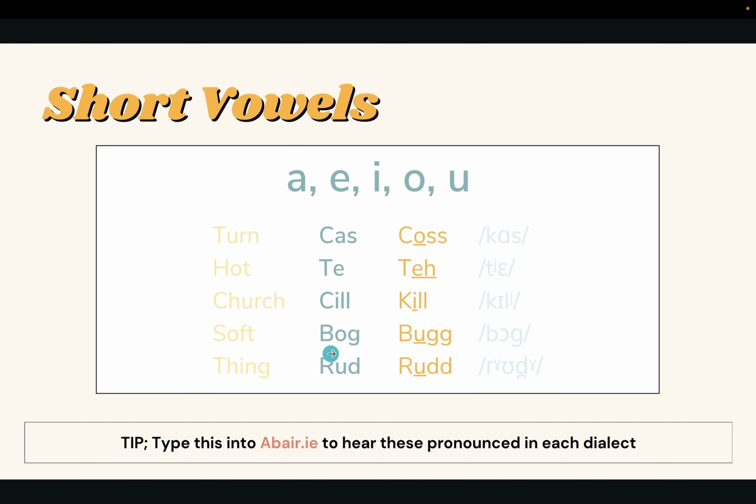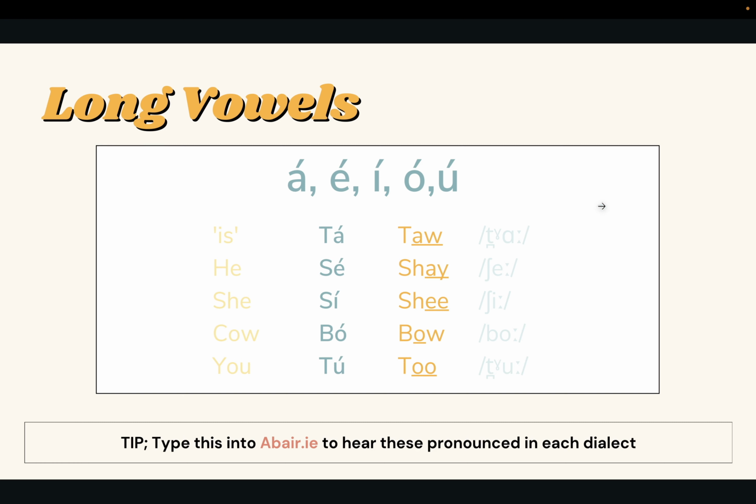And lastly, we have our U in rud. Rud means thing in Irish. Rud. And that's pronounced like the U in English. Rud. So now let's look at long vowels in Irish.